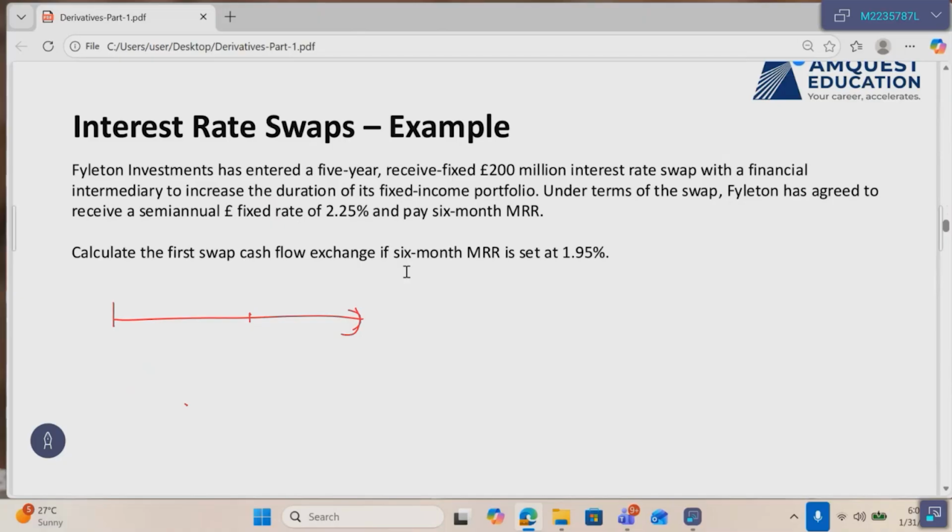What they're saying: a fixed contract, receiving $200 million, receive fixed. The interest is for the financial instrument to increase the duration. Under the swap, the firm has agreed to receive a fixed rate of 2.5 and pay MRR. Now remember, the MRR is a rate.